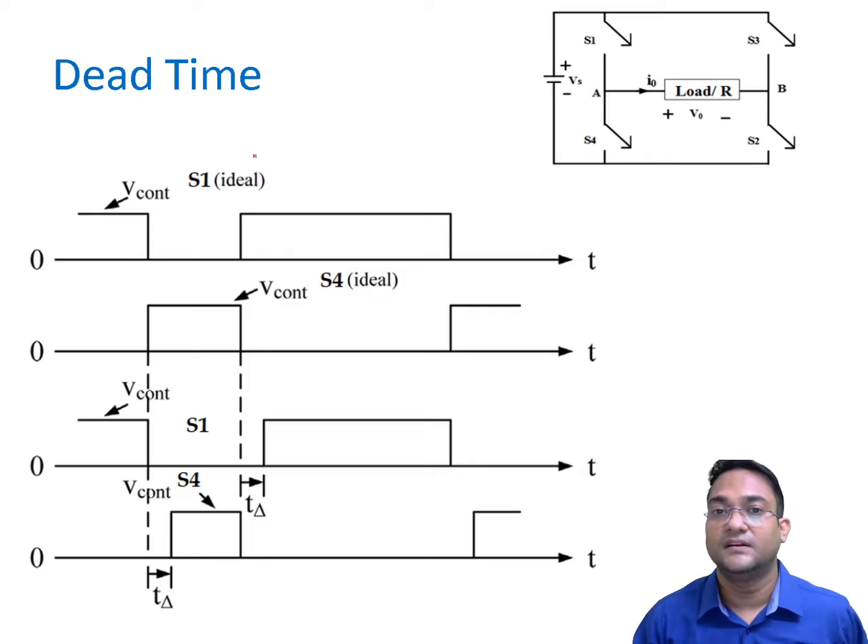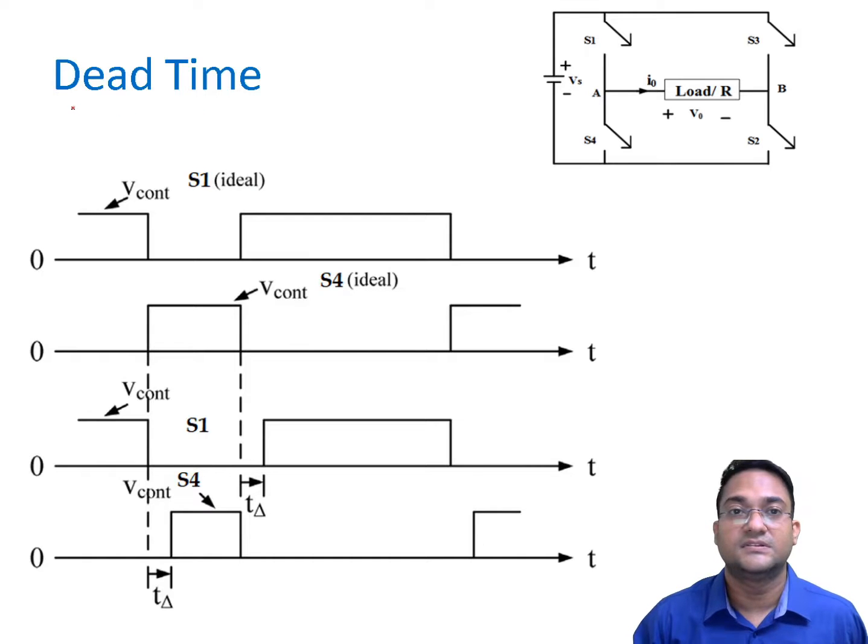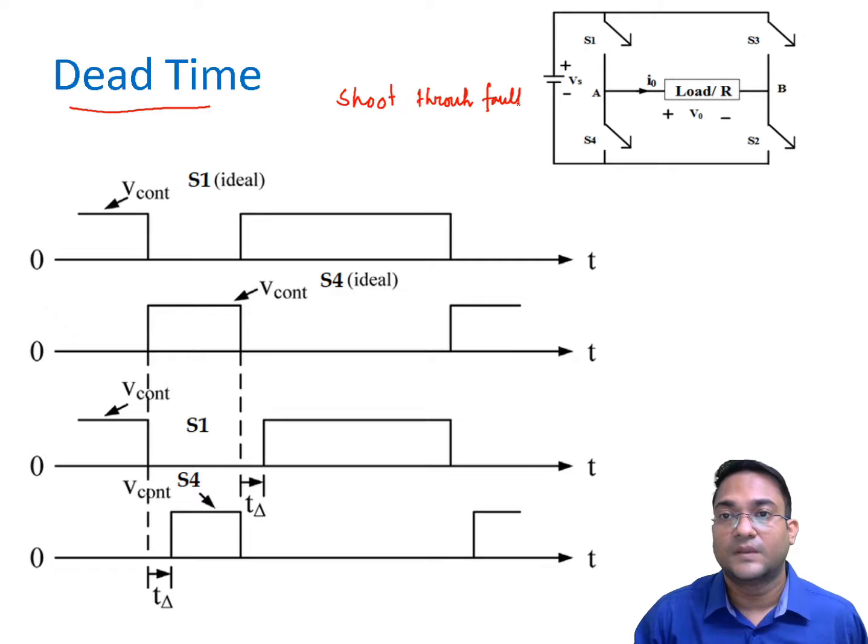Before that, let me quickly discuss this dead time, which is required to prevent shoot through fault. Now what is shoot through? If you turn on two devices of the same leg simultaneously, then your DC source is going to be short circuited across this branch, and that is known as shoot through fault. To prevent that, we should never turn on two switching devices of the same leg. Ideally, these two switching devices should be complementary to each other.